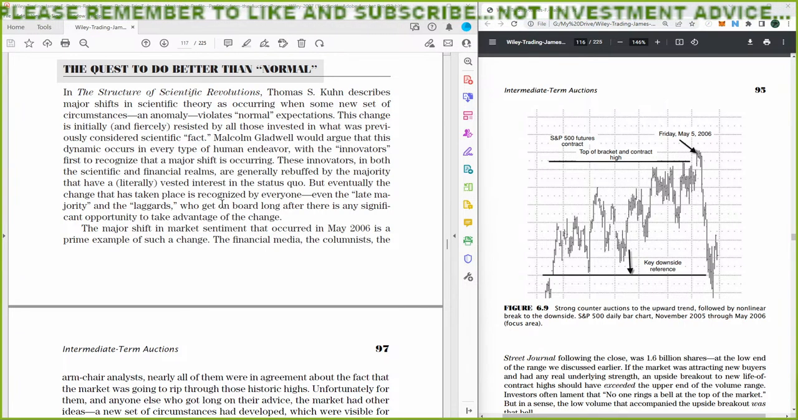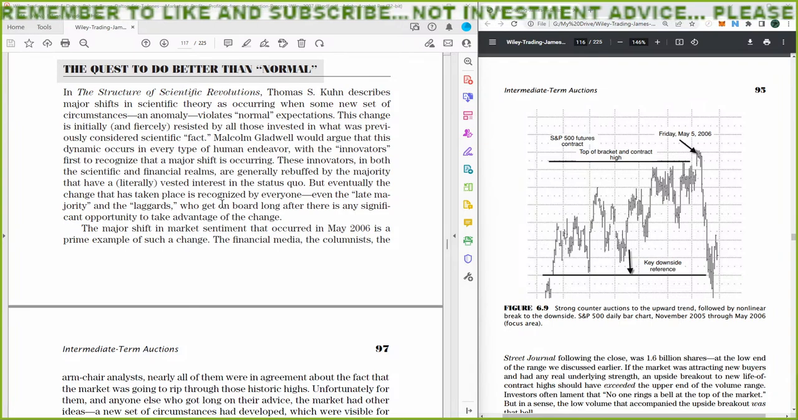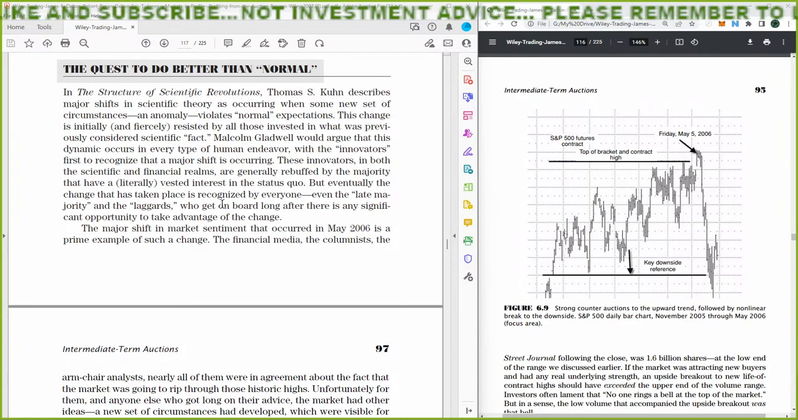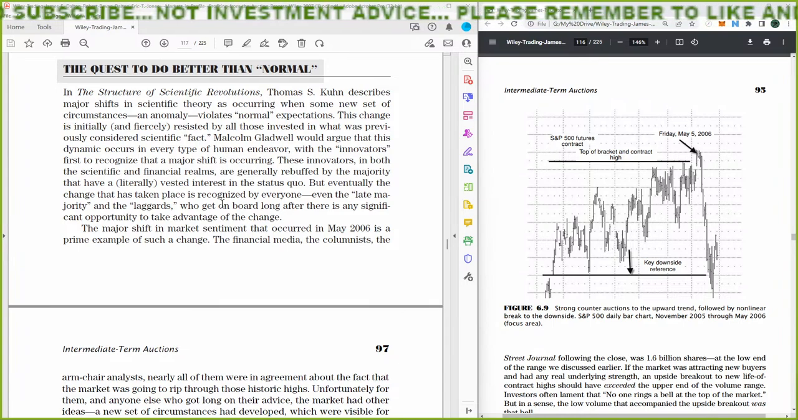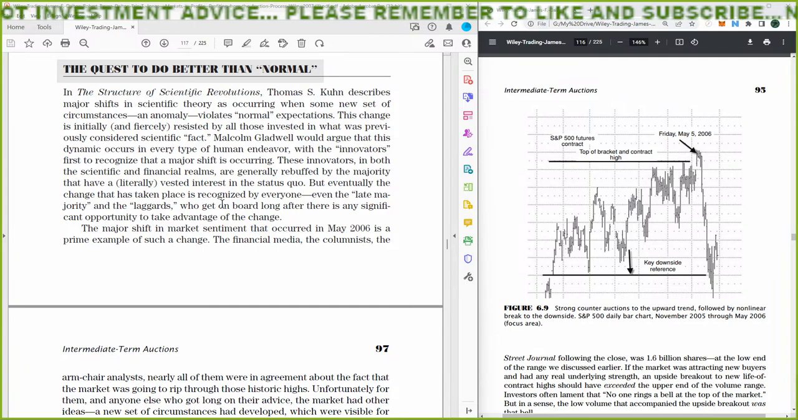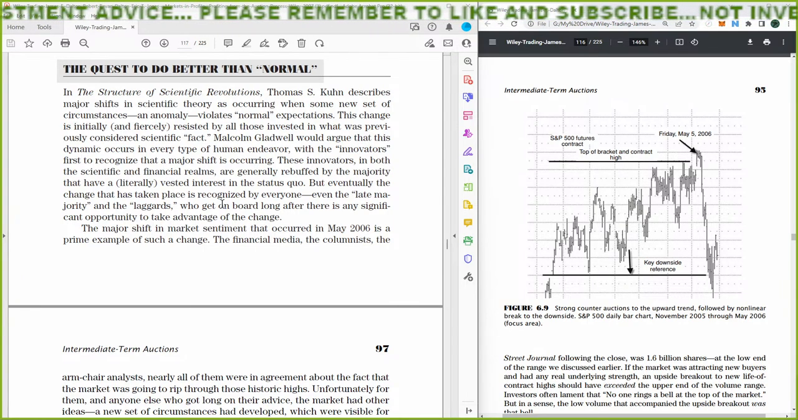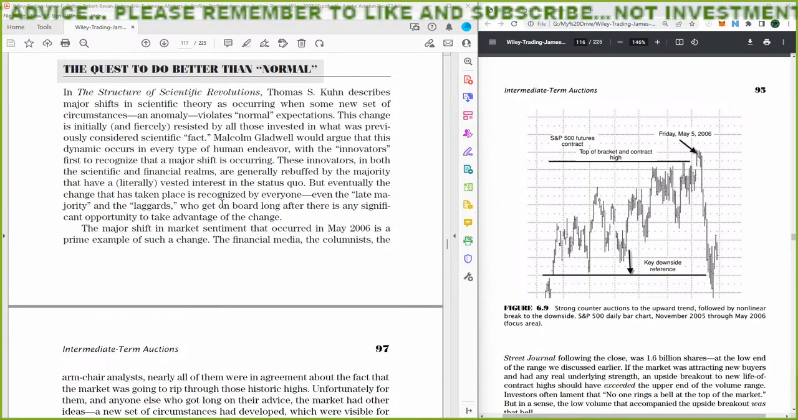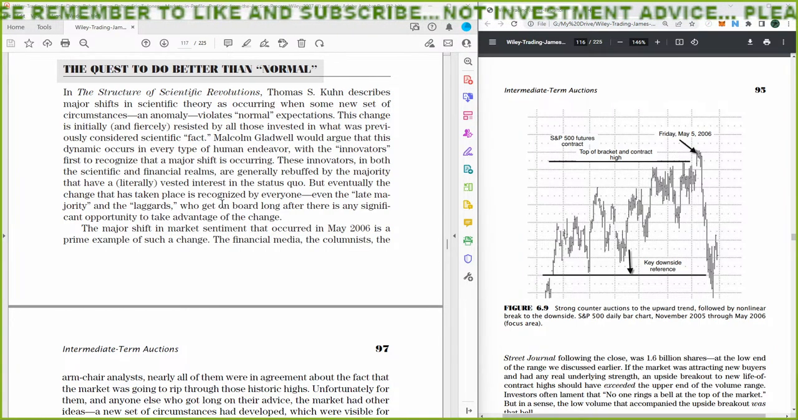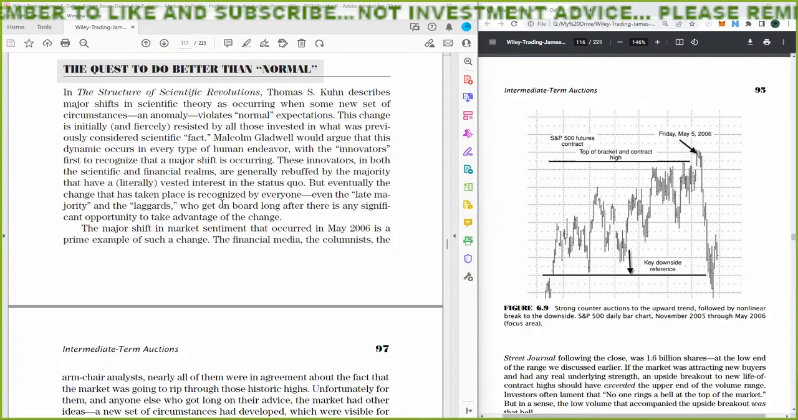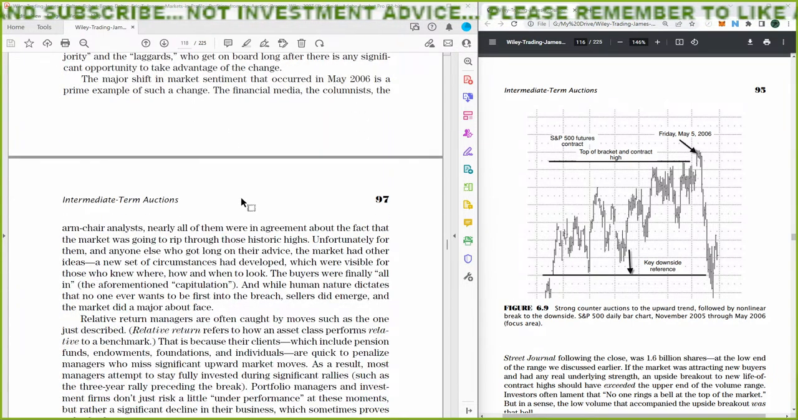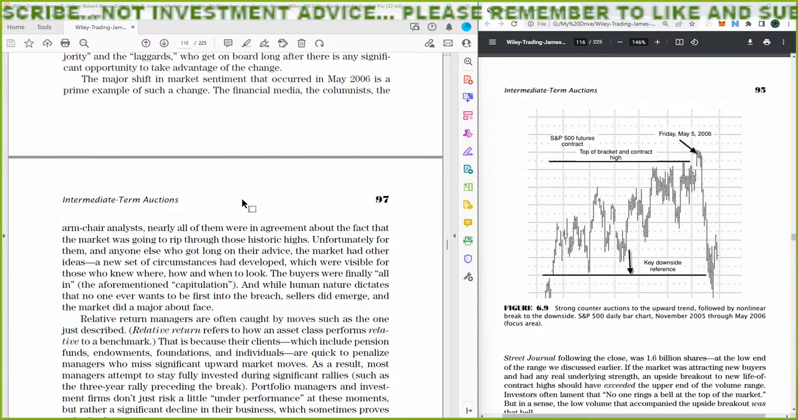These innovators, in both scientific and financial realms, are generally rebuffed by the majority that have a literal vested interest in the status quo. But eventually, the change that has taken place is recognized by everyone, even the late majority and laggards, who got on board long after there is any significant opportunity to take advantage of the change. A major shift in market sentiment that occurred in May 2006 is the prime example of such a change.